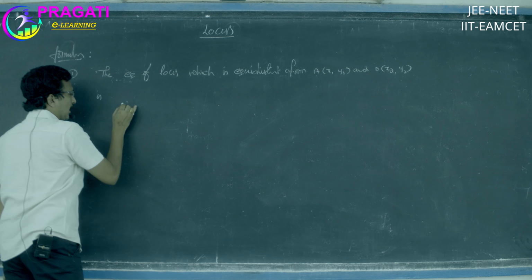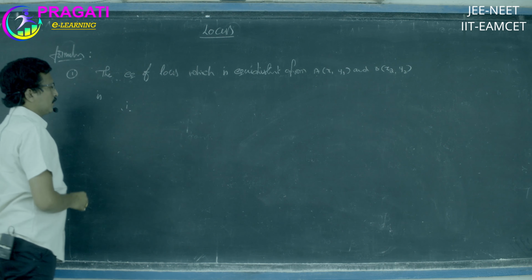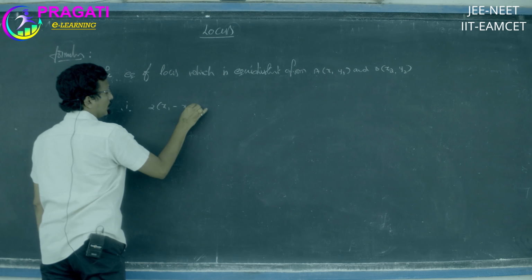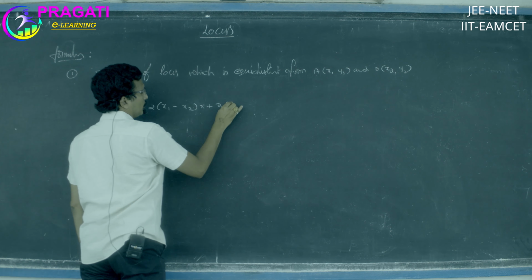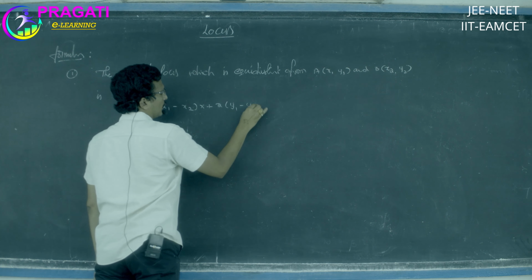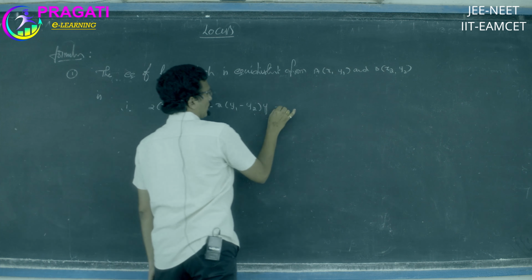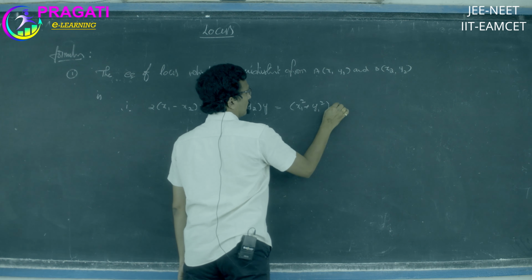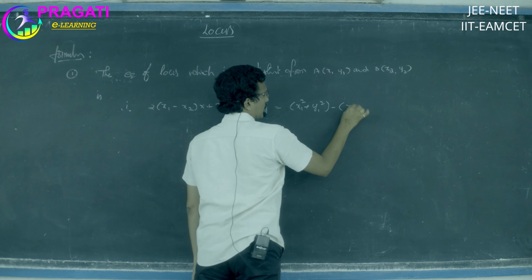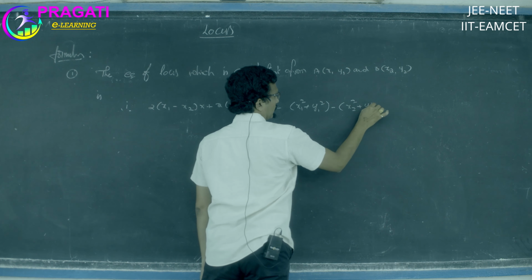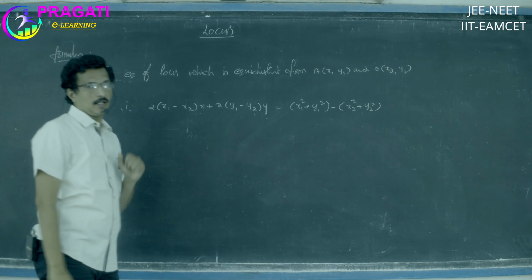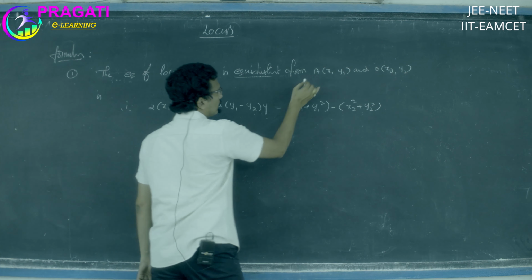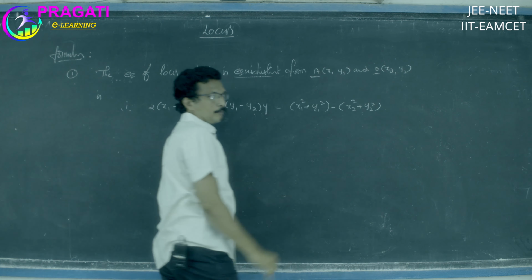there are three types. The first one is 2(x1 minus x2)x plus 2(y1 minus y2)y is equal to (x1 square plus y1 square) minus (x2 square plus y2 square). Here it is the formula. Here we use equidistant from A and B.